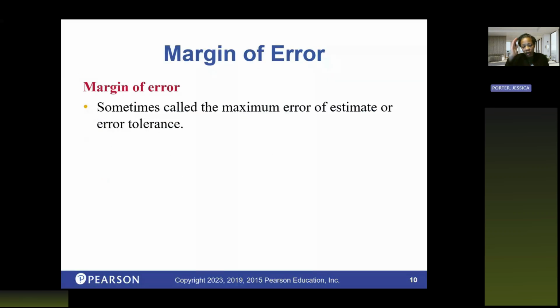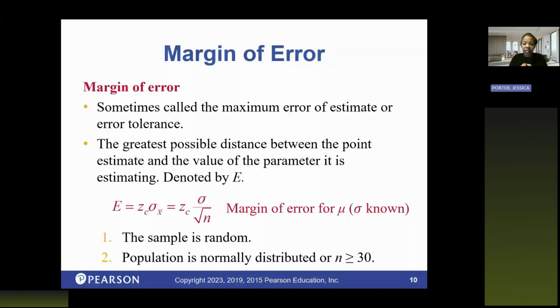So we have something called the margin of error. And this is going to help us to build a confidence interval. It's sometimes called the maximum error of estimate or error tolerance. You might see that verbiage somewhere, but in general, not in the homework. It represents the greatest possible distance between the point estimate and the value of the parameter it is estimating, denoted by E.